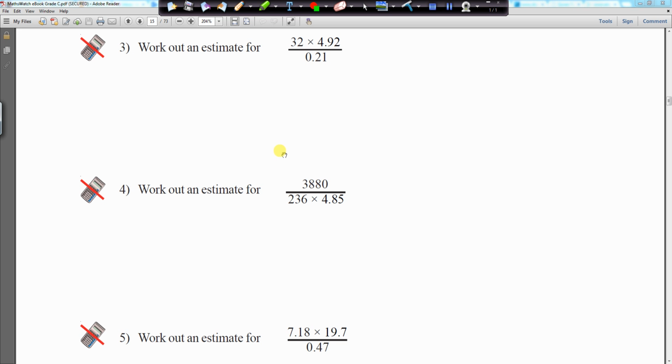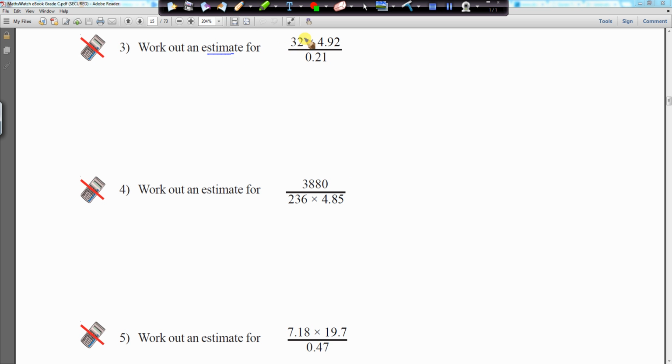Let's carry on with this exercise. We're still on clip 101, grade C, MathsWatch CD. Looking at the following three questions, all are based on non-calculator work. Let's have a look. Non-calculator: work out an estimate for this.